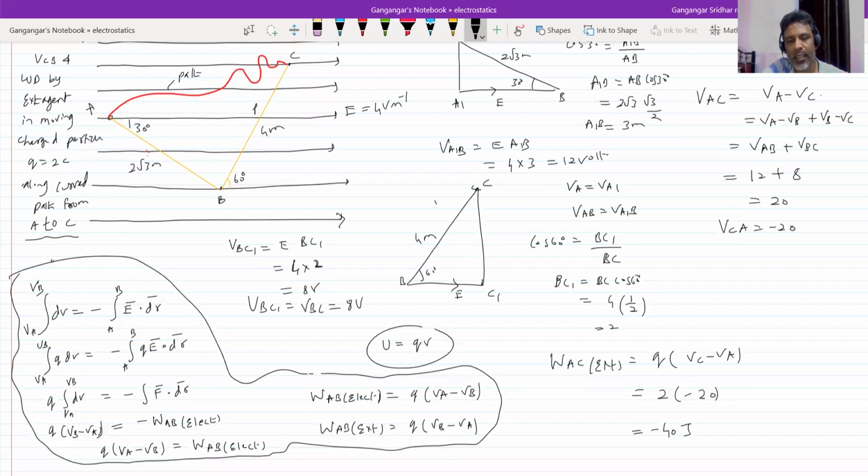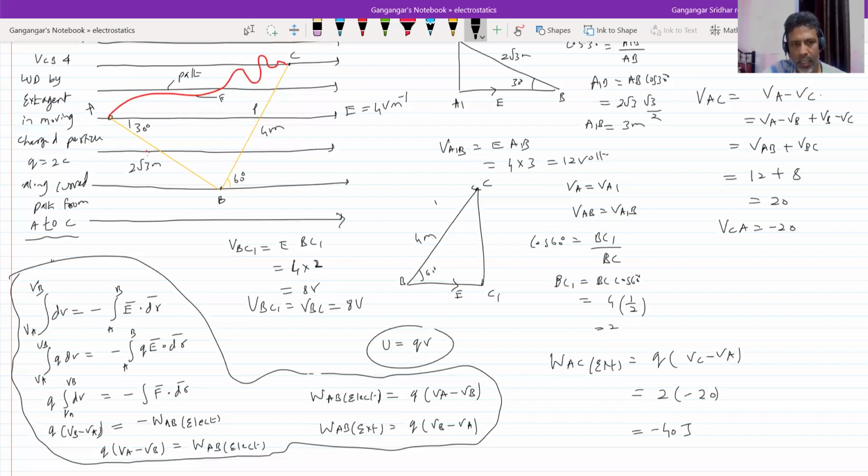Sir, how can you say the external agent is doing that? So you have to move slowly from A to C. So electrostatic force will act, suppose here like this. Then the external agent should apply a force in such a way that the acceleration of the particle should be zero. Slowly from rest to rest, it will be moved. Infinitesimal displacement it will have.